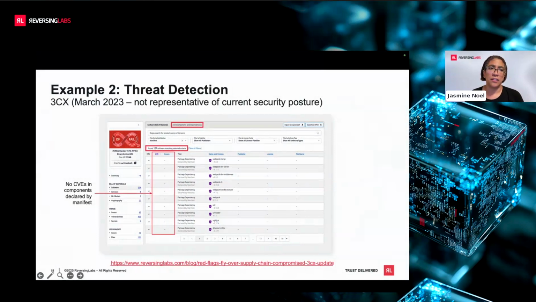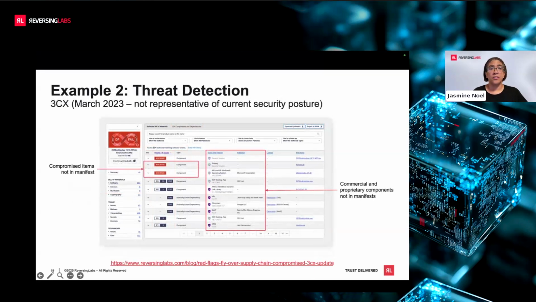Here we have a screenshot of 3CX. This was actually compromised, and we have a blog on what we did to analyze that. You can go and look at that whenever you want. But again, this is not anywhere near the state they are in today. You can see their software bill of materials has 234 components, not bad, but only 127 of them were actually found in the manifests themselves. So if you were depending on an SBOM based only on the manifest, you're only getting half the picture, and it's a little worse than that, because the half you're getting looks completely clean. There are no CVEs declared in any of the components declared by the manifest. So it's kind of a double whammy. Okay.